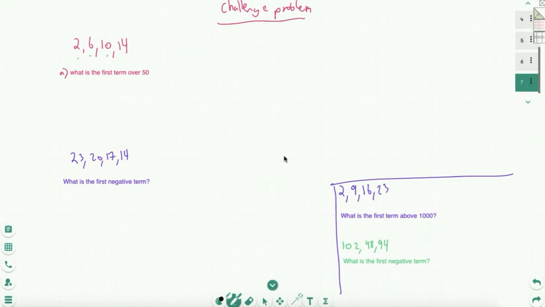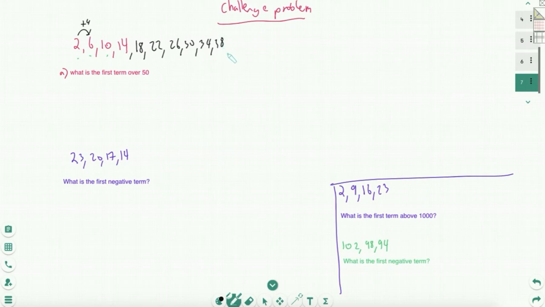Okay, guys, final challenge problem. We have a sequence 2, 6, 10, 14. And we've got to find out what the first term over 50 is. So we have our sequence, and I notice we're adding 4 every time. So perhaps we can just keep adding 4 until we find the first term over 50. Plus 4, plus 4, plus 4, plus 4.